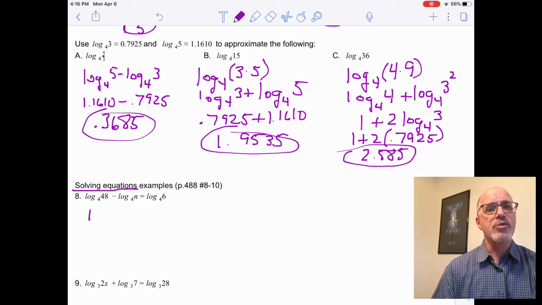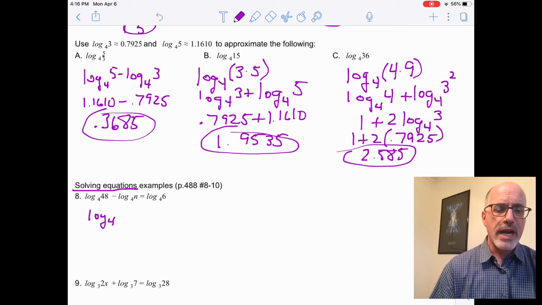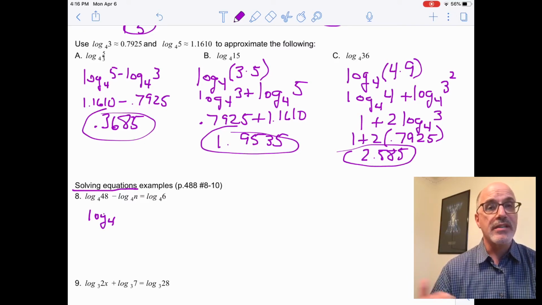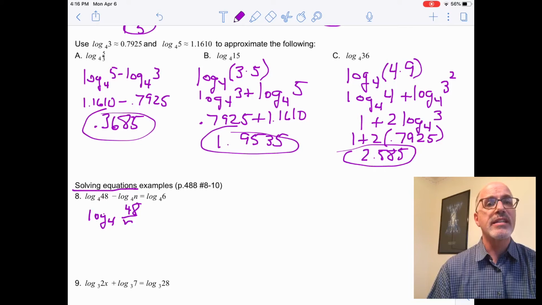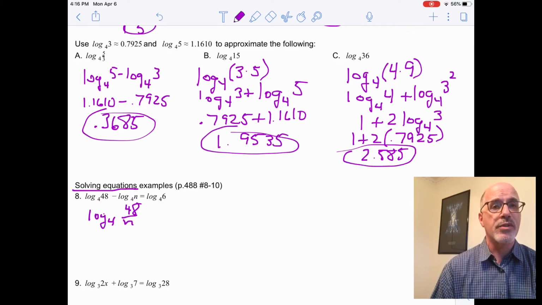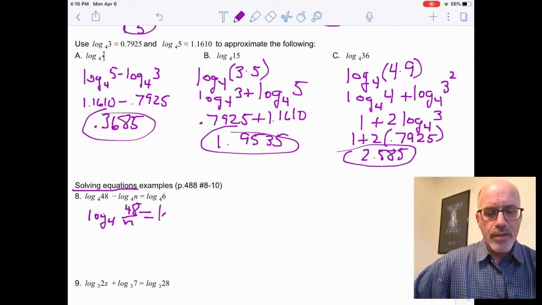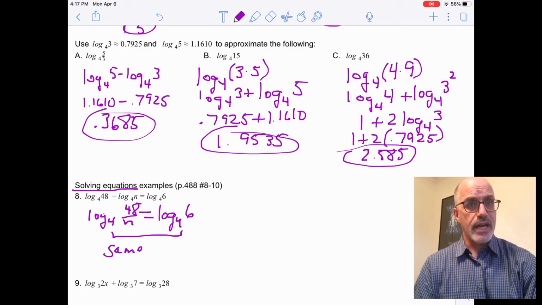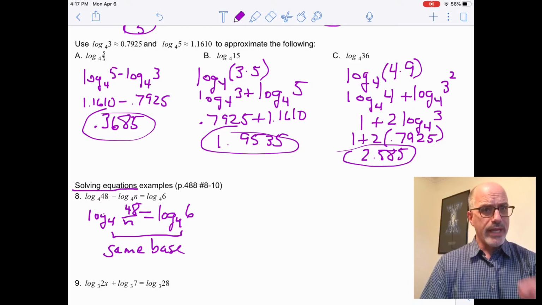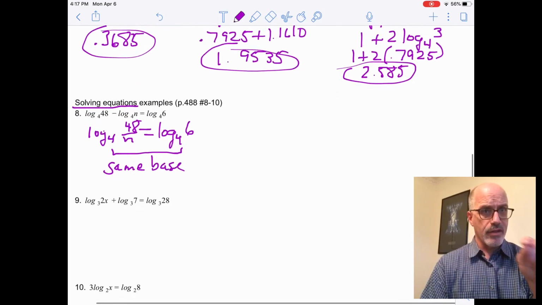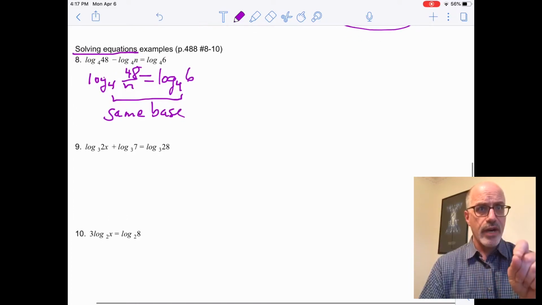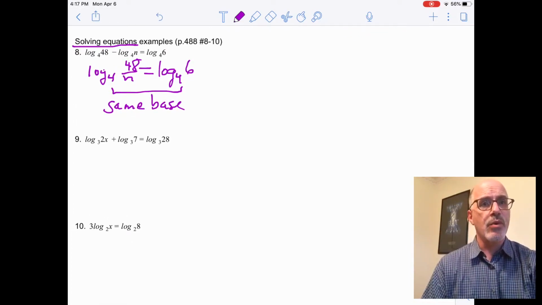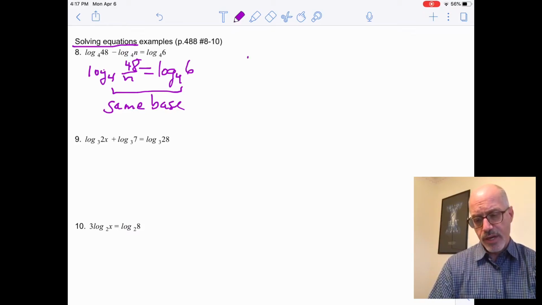This first one is a subtraction problem. Because subtraction was the result of two things being divided, let's bring them together into one log and make it log base 4 of 48 divided by n. So go backwards on the rule, equals log base 4 of 6. Now, if we have the same base on both sides, a base 4 on both sides, we can then take the inside parts of the log, the 48 over n and the 6, and set them equal, and then we can solve that as an equation.